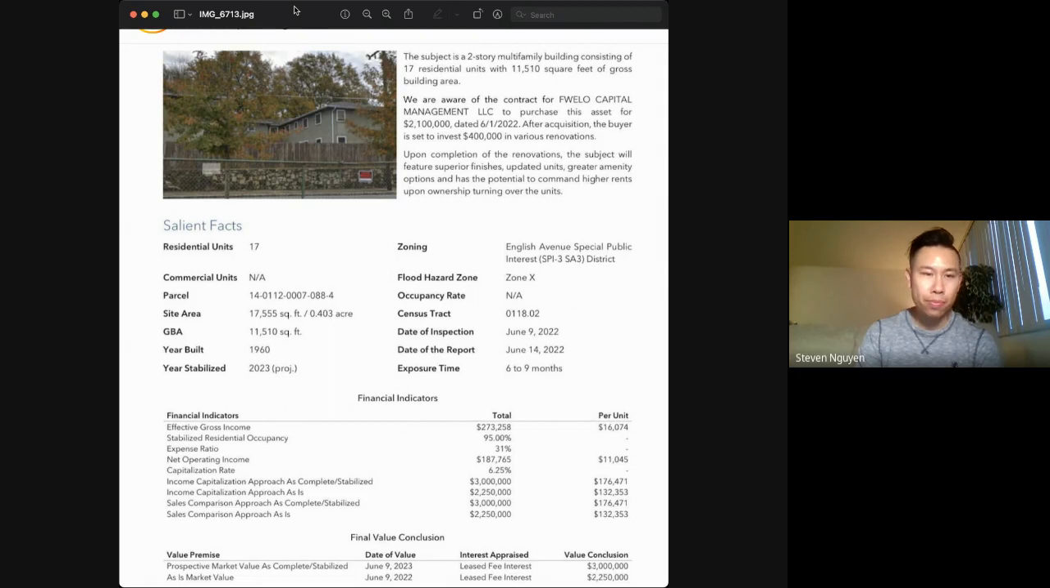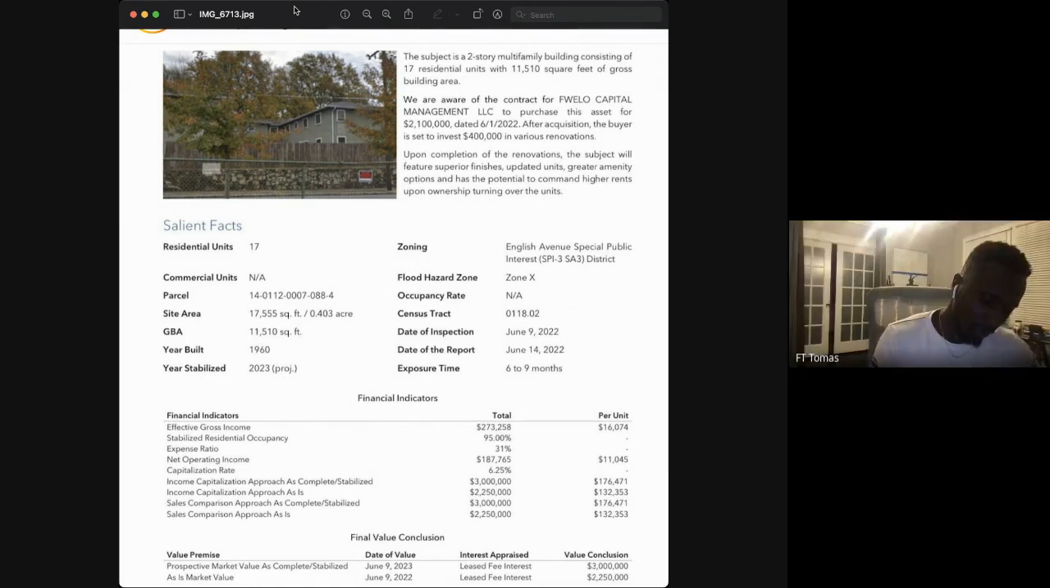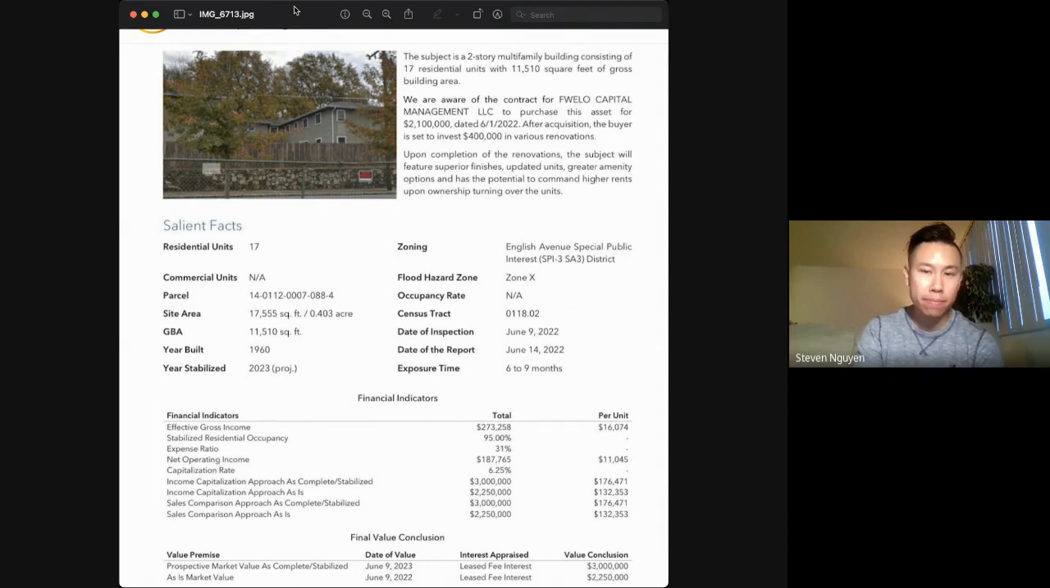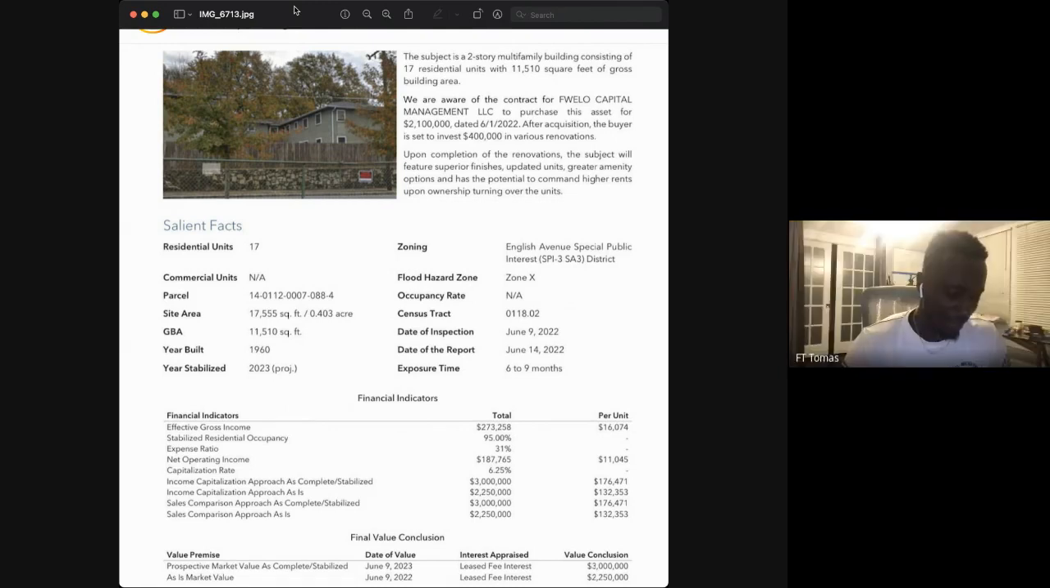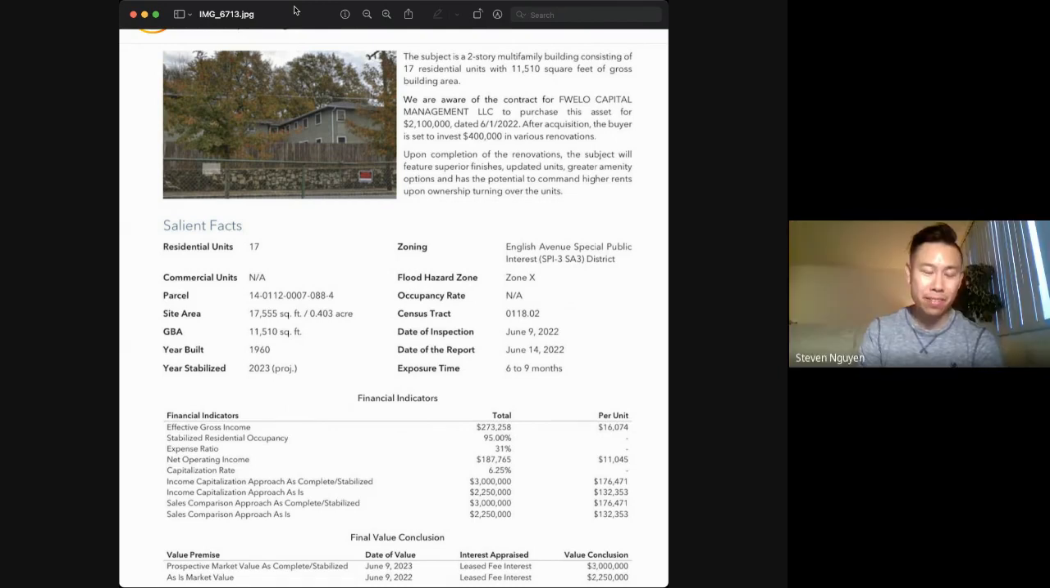So let's backtrack now. The gross income was 273K, right? Let's cut that in half. So you have 136K of annual income, right? Now let's divide that by 12 to find the monthly income. So now, guess what? Your net operating income after the expense is 11K a month. But guess what your mortgage is? 11,000. So you break even, right? So that's usually most deals.